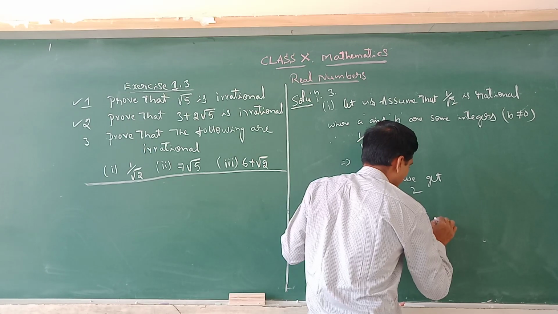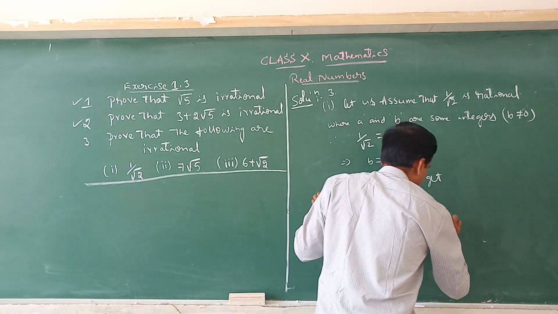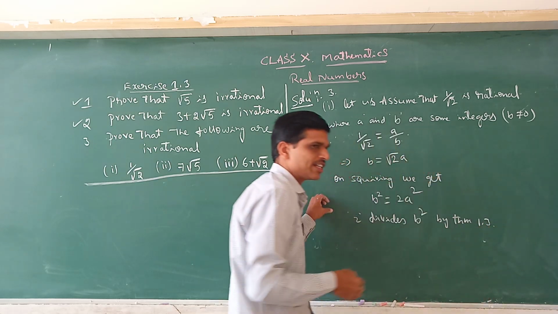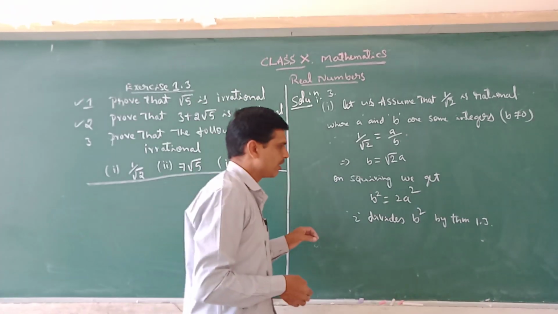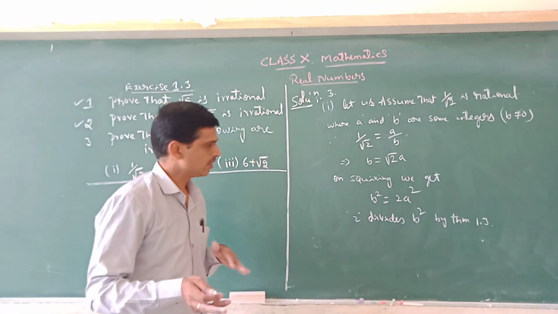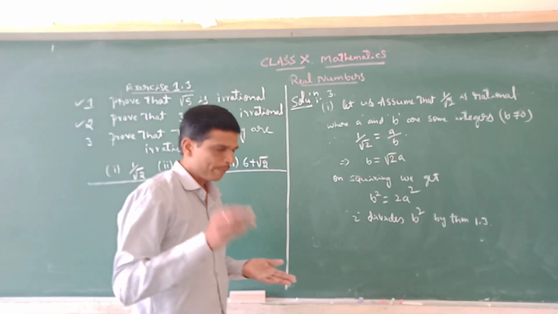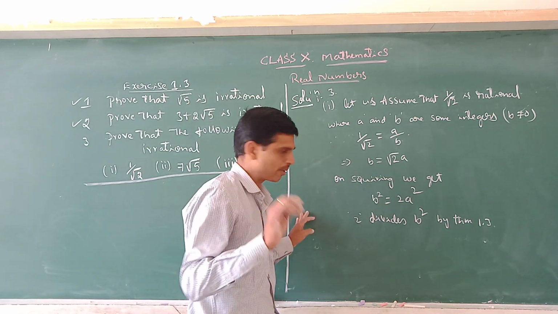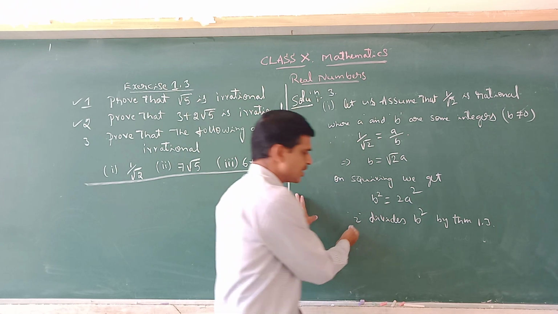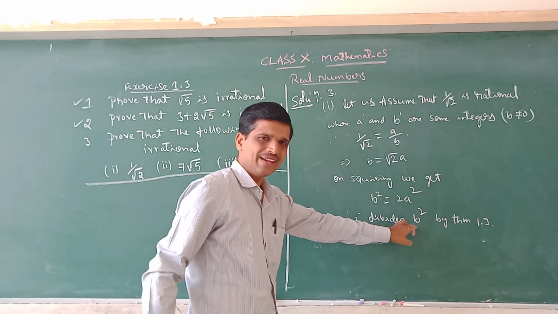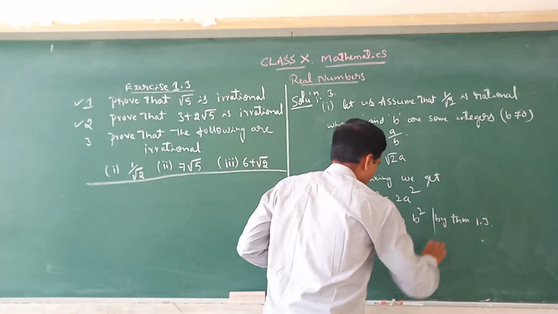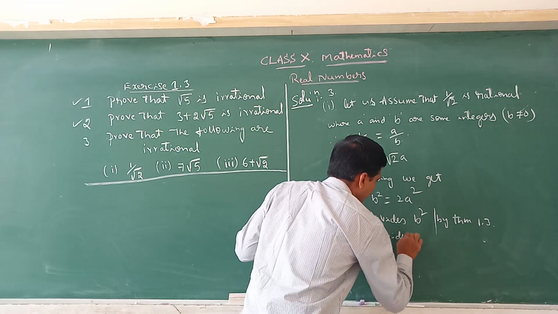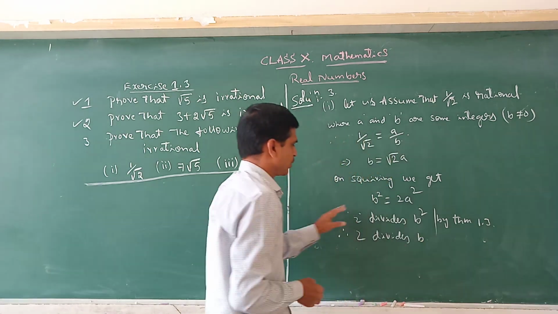2 divides b square. So by theorem number 1.3: let p be a prime number, and if p divides a square, then p divides a also, where a is some integer but p is a prime number. So we consider 2 as a prime number and b square as some other integer. By this theorem we conclude that 2 divides b.